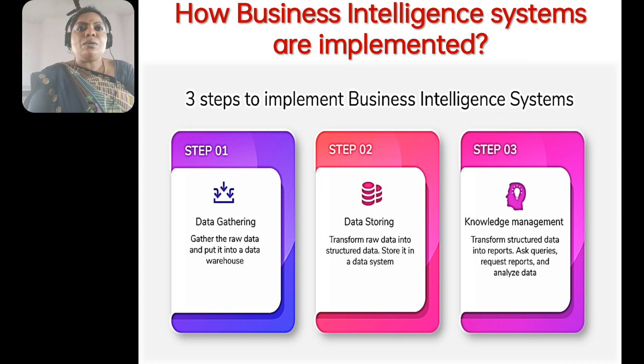The first step is data gathering. We are gathering the raw data from various sources and storing that data in the data warehouse. The second step is data storing, which means we have to transform the raw data, that is meaningless data, into structured data and store it in a data system. It is then stored in the data system for us to access at any time.